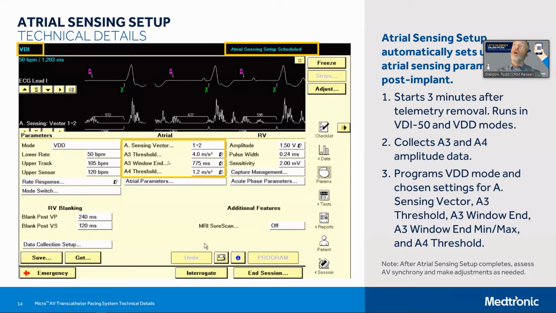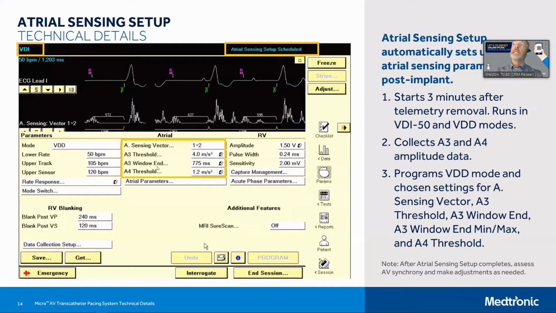It chooses what combination of the accelerometer vectors it can use. There's a 3-axis accelerometer in the device, and we use combinations of those vectors to get the best sensing. The setup test will find the combination of vectors that has the biggest A4 signal. And then it also figures out starting points and ranges for your A3 threshold, A3 window, and A4 threshold.